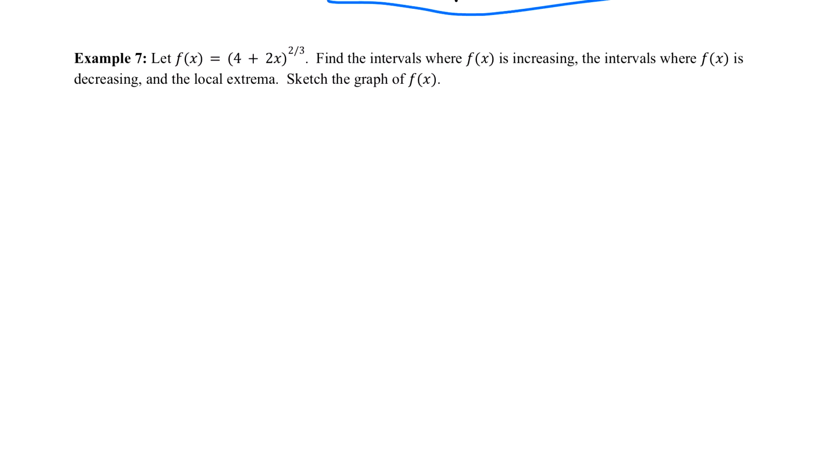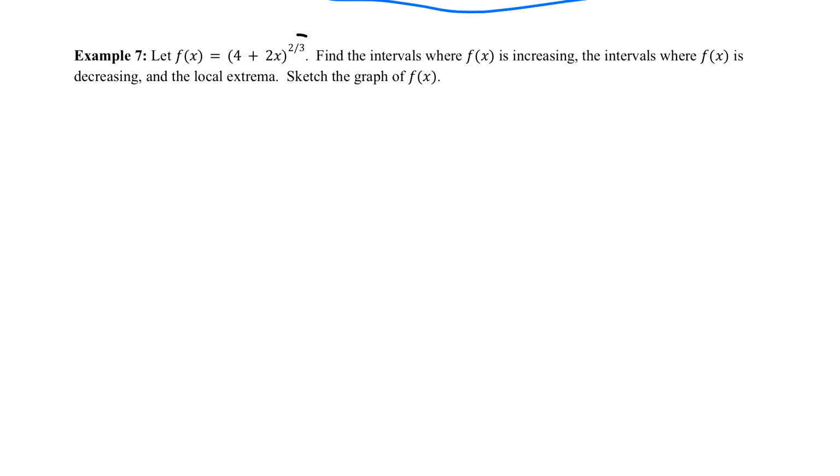If I want to think about the domain of this function, I think sometimes writing this with the rational exponent can be a bit tricky. I'm going to just rewrite this for a second. I know that I can rewrite a rational exponent as a root. I can rewrite this as the cubed root of (4 plus 2x) squared.